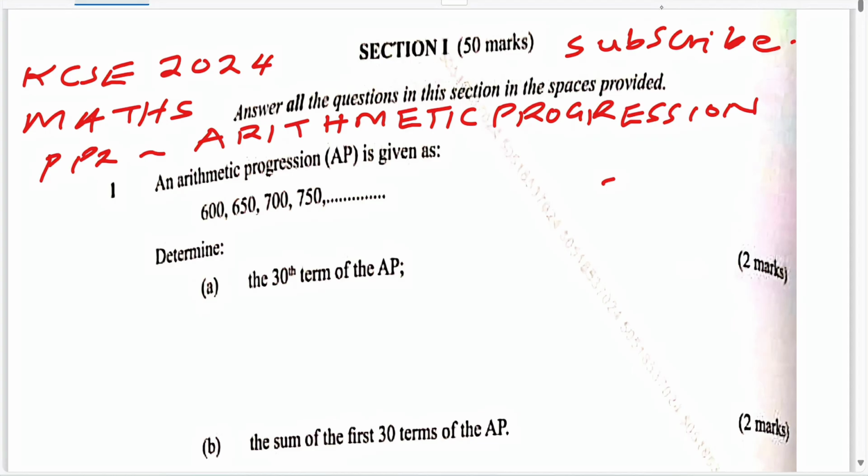Leo tutafanya swali la mwisho KCSE 2024 Maths Paper 2 question 1. Ikiwa waanza hiyo video, basi hiyo ndio itakuwa swali lako la kwanza.